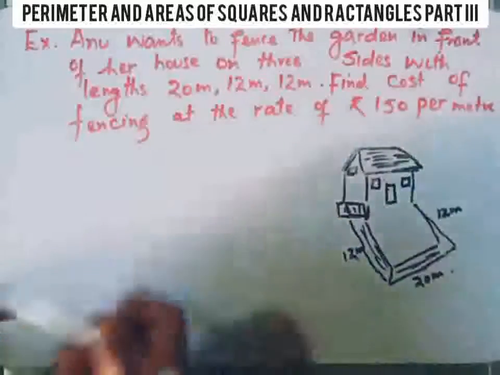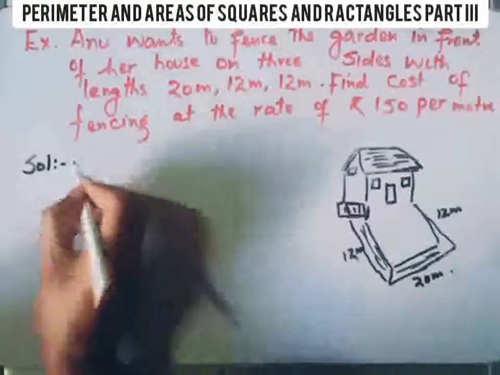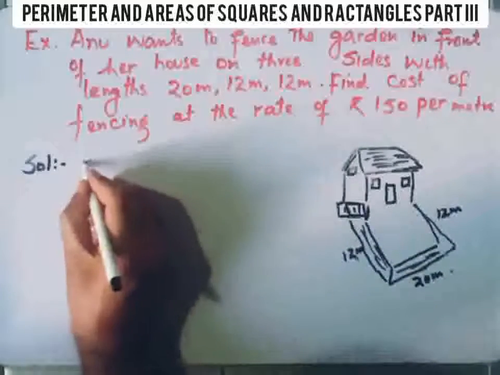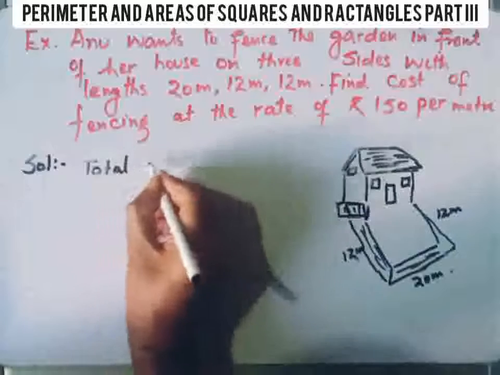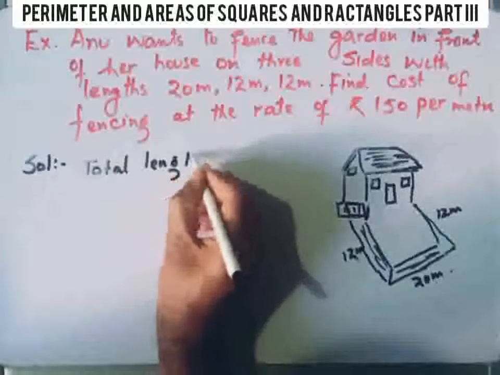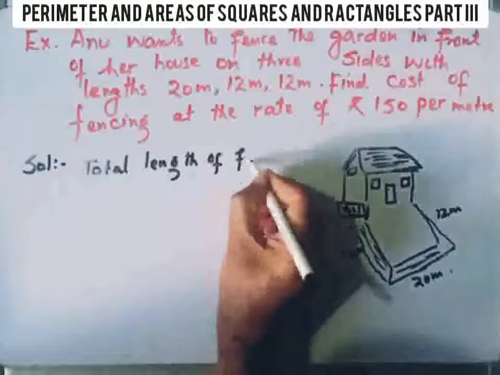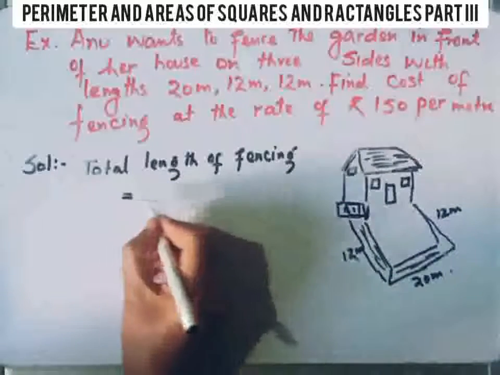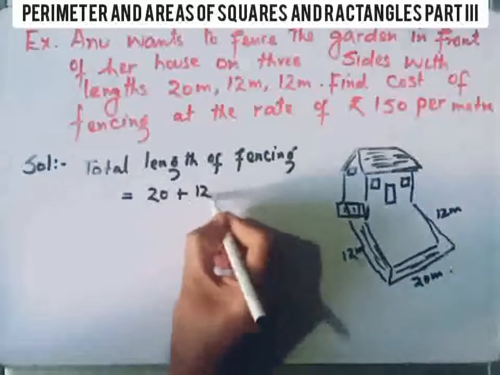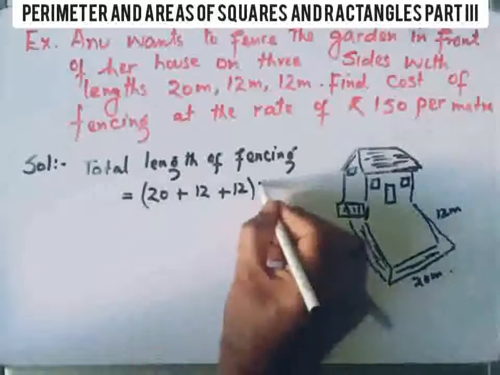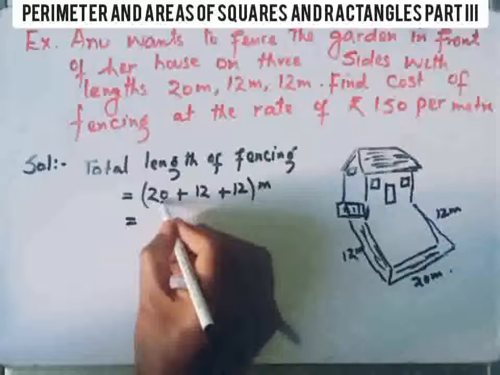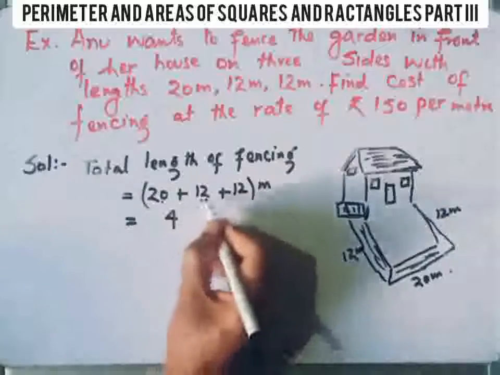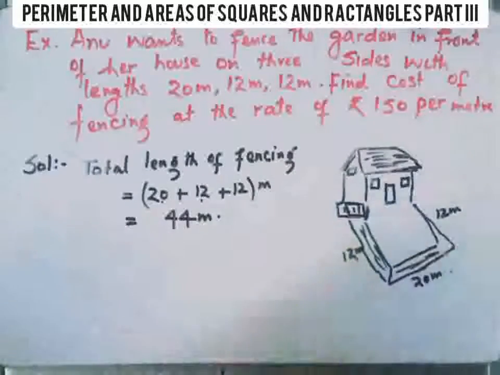So let's solve it. Solution. The total length of fencing that she has to get done will be 20 plus 12 plus 12 meters. So that is equal to 20, 30, 40, 42, 44 meters. 44 meters, right?